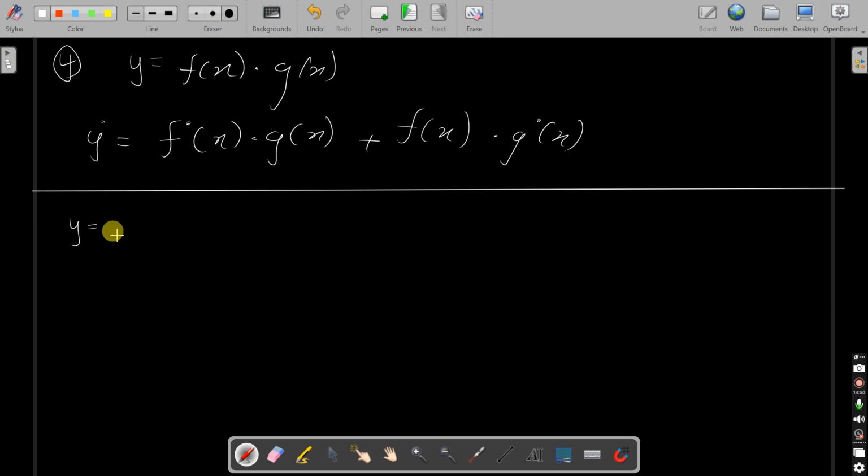y is equal to x squared sin x. Apply this rule. So y dot will be 2x times sin x, the second remains as it is, the first one gets differentiated. Plus, now the first one remains as it is, and the second one gets differentiated, which will be cos x.